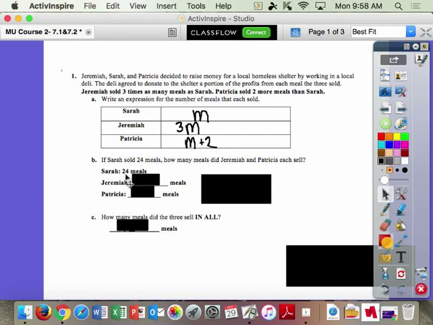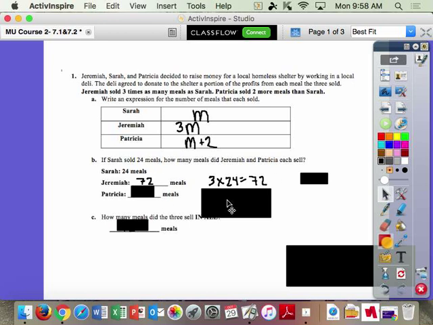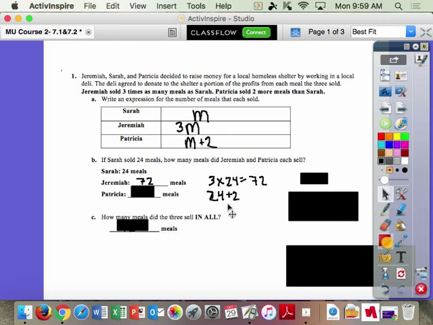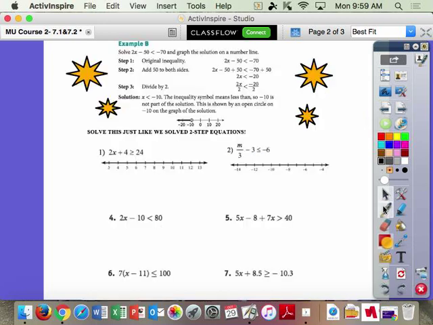Alright? So if Sarah sold 24 meals, how many meals did Jeremiah sell? Well, what's 3 times 24? 72. So 72 meals. What about Patricia? Well, 24 plus 2. What does that give you? 26 meals. If I add all these up, how many meals did they sell together? 122. That's all you're doing. Okay? Make sure that you have the sheet back in front of you for what we're doing next.